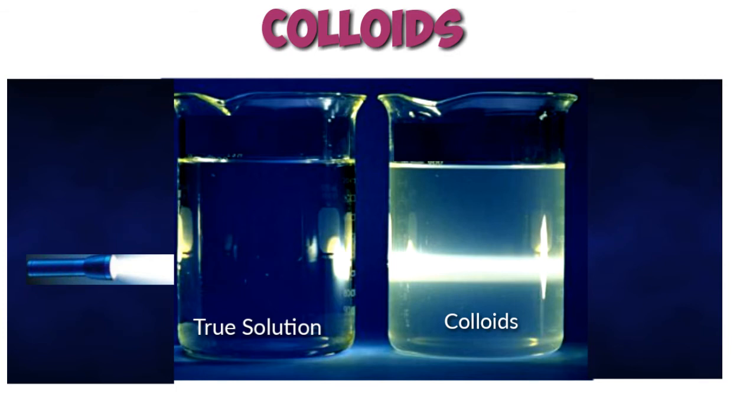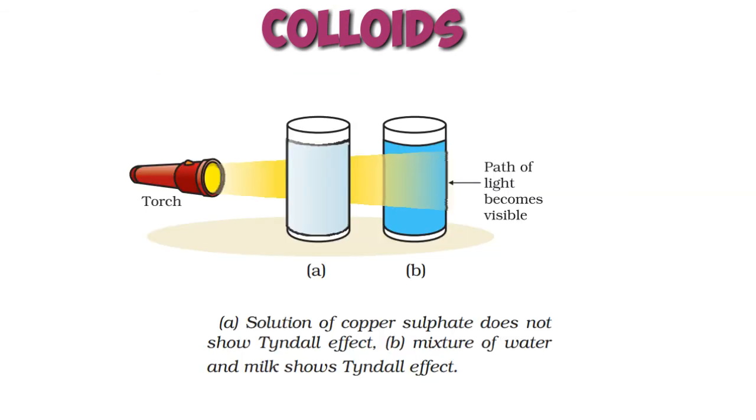The beam of light can become visible only when the solute particles are big enough to reflect light falling on them. Since the particles of true solution do not scatter light, we conclude that they must be very small. In a colloidal solution, the particles are big enough to scatter light. This can be shown as follows.